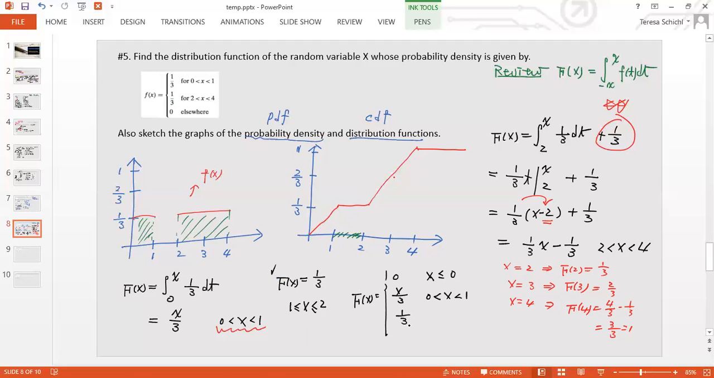So 1/3 is here when x is from 1 to 2. And then in here, this will be 1/3 of x minus 1/3 when x is from 2 to 4, then it will be equal to 1 when x is greater than or equal to 4. All right, so be very careful. This is how you write out your PDF, CDF, right?